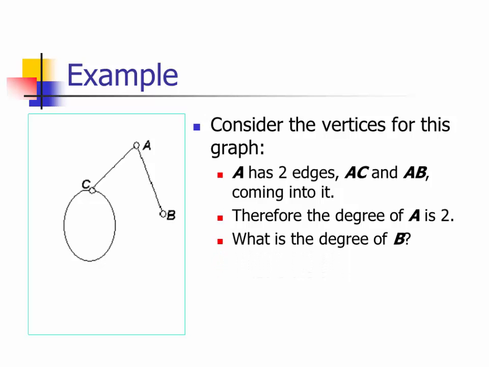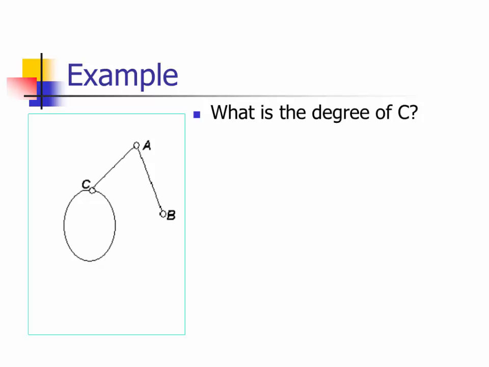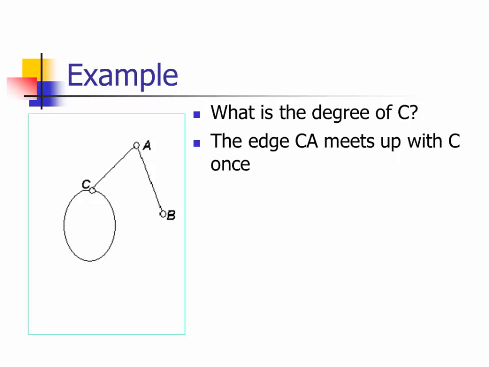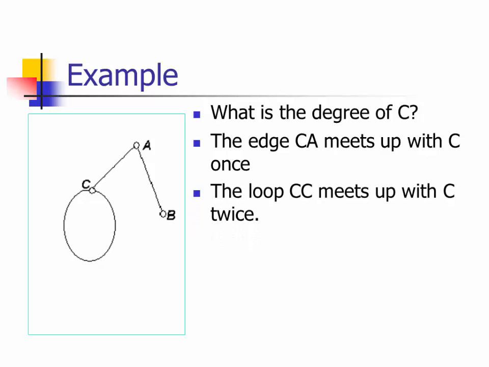Now, you can test yourself for a moment. What is the degree of B? Yeah, you got it. It's 1 because there's only one edge going into B. Now, the degree of C is a more interesting question. Clearly, we have CA meeting up with C once. Good enough. But now we have the loop CC also meeting up with C, and it meets with it twice, one on each side. So that means that C has the total degree of 3. 1 for the edge CA and 2 for the loop CC.